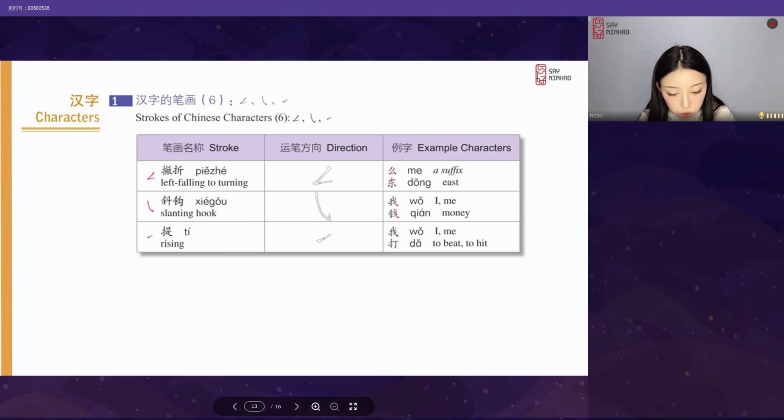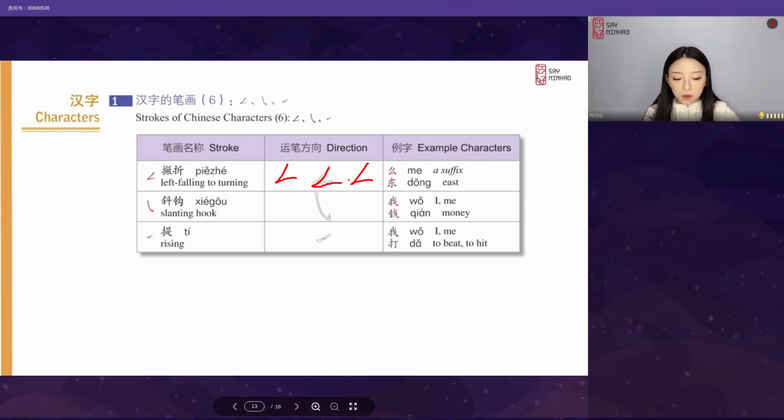Let's move on to the next part, which is the strokes of Chinese characters for today. First one is 撇折. We can see there is a left falling first, right? Left falling and then a turning. It turned, okay? Try to write it with me. Left falling and turn it.